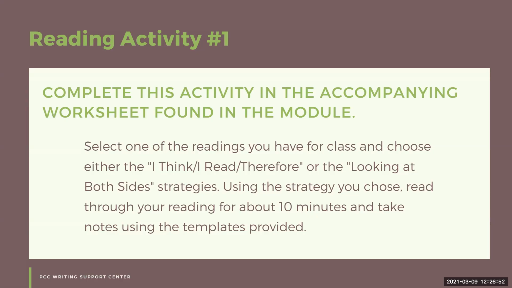What you're going to do is select one of the readings that you have for a class. It could be any class, and choose either the I think I read therefore or the looking at both sides strategies. Using the strategy you chose, read through your reading for about 10 minutes and then take notes using the templates provided. So you're going to take your reading, go through it a little bit, make sure that you're taking notes, and then use the strategies that we've discussed and create your own graphic organizer or just make note of it on the document that's been provided.